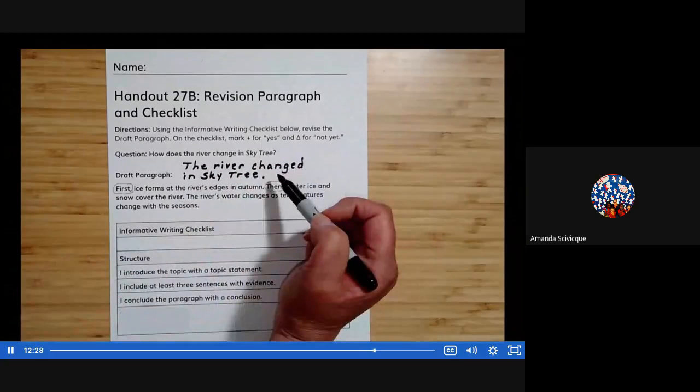Pause here to add a topic statement to the draft paragraph on your handout. And remember, your topic statement could be a little different from mine, as long as it's similar to the big idea that the question is asking. Just hit play when you're ready to continue.